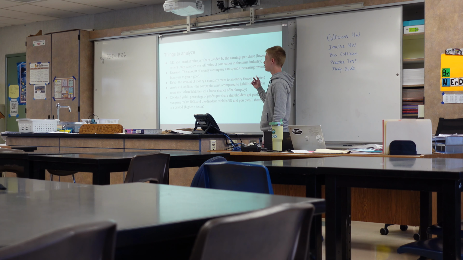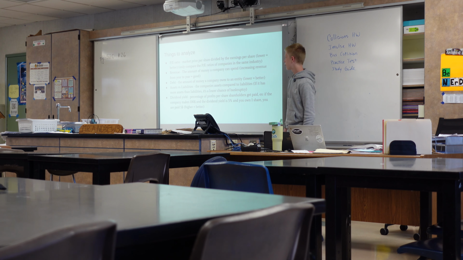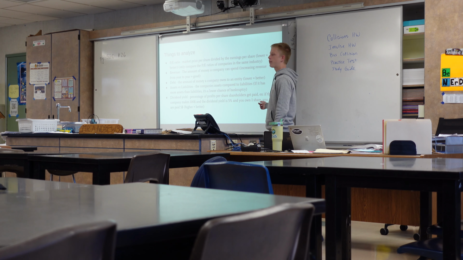Then the revenue is just how much money a company makes yearly. The debt is how much money a company owes to someone. And the lower the debt, the less chance it has of going bankrupt. And then assets versus liabilities. This basically compares them: if they have more assets than liabilities, it means they have a lower chance of going bankrupt. And the dividend yield is how much the company pays you to own its stock.